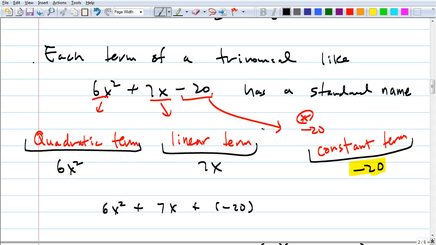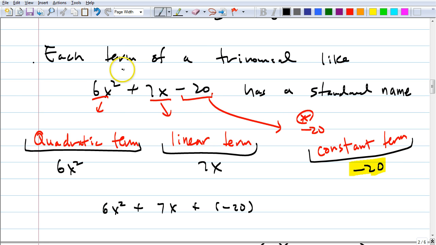So, have you heard of linear equations before? That's why we call the 7x the linear term. What did a linear equation look like? Y equals mx plus b, and look at the power of x. Is x to the what power? In that linear equation, x to the first. You see how this is 7x to the first? That's why it's called a linear term.